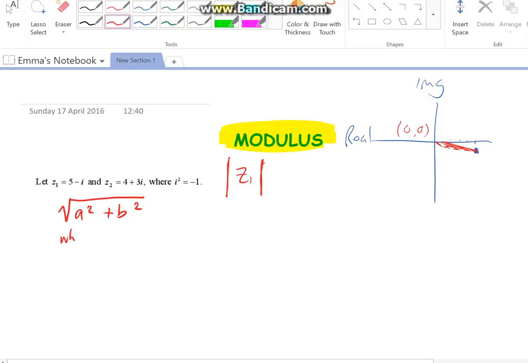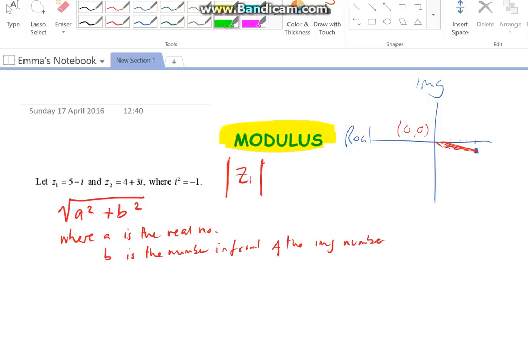So where a is the real number and b is the number in front of the imaginary number. Okay, something that's really important to know is that that is always a plus there regardless. It's always going to be a plus, even if your b number was negative. When you're subbing in, you put your negative b number in brackets if that's the case.